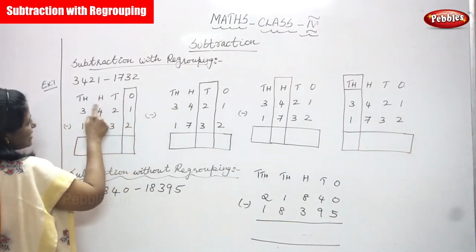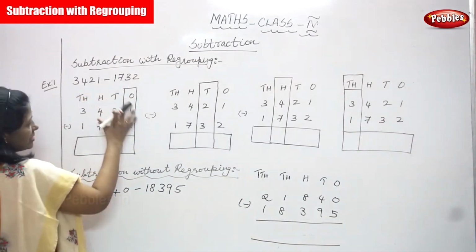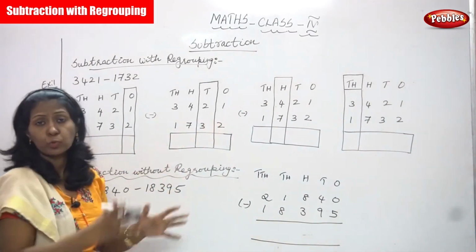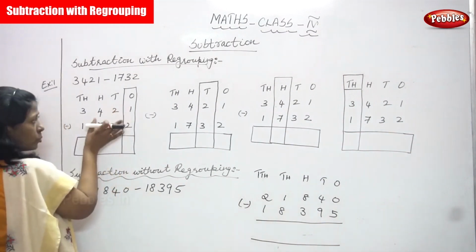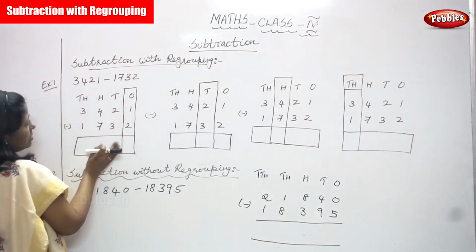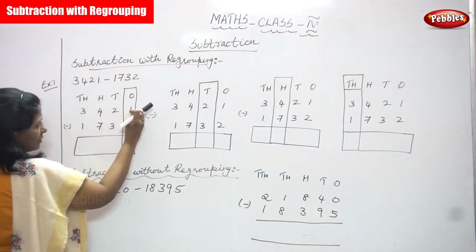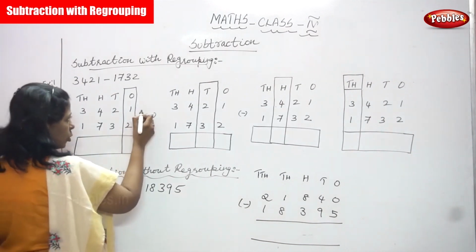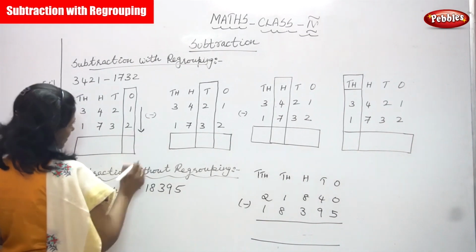So ones, tens, hundreds, thousands. So I've written everything as it is. Why have I written this many groups? I've told you it's regrouping. So first you have to write the numbers as they are. First you have to write the place value, then the first number, then the second number. That is downward subtraction.